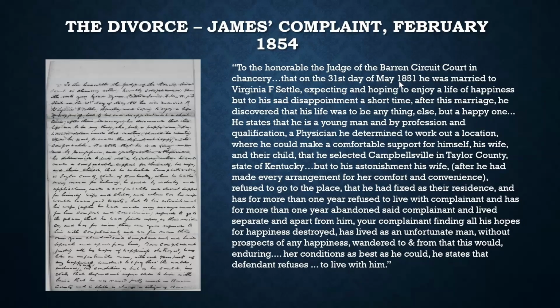As I said, James filed his complaint in February of 1854. And basically, to sum up what he was saying, he was a physician and he wanted to find a place to work. He decided he wanted to move to Campbellsville in Taylor County, Kentucky, which would have been several hours, if not a full day's ride at that time from Barron County, where they lived. And Virginia was refusing to go with him, and her refusal to go with him led to her abandoning him, and he wanted to be divorced because he had no hope for happiness ever again if he was not granted a divorce from this woman he claims abandoned him.